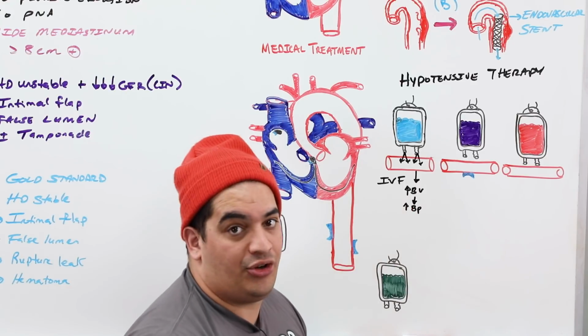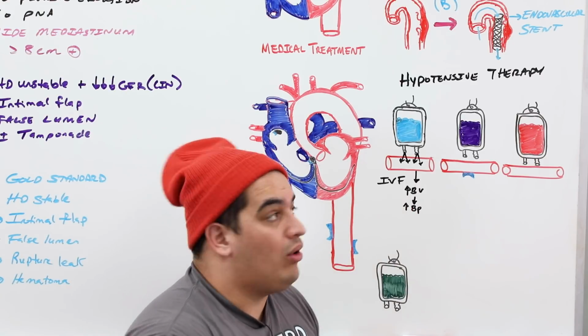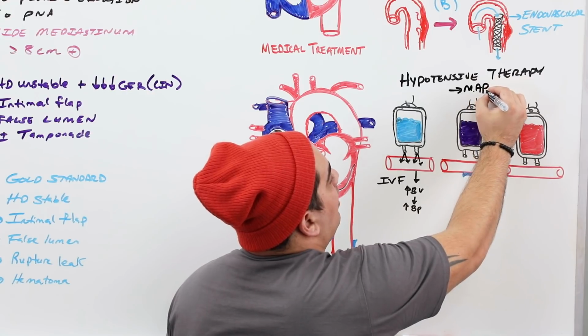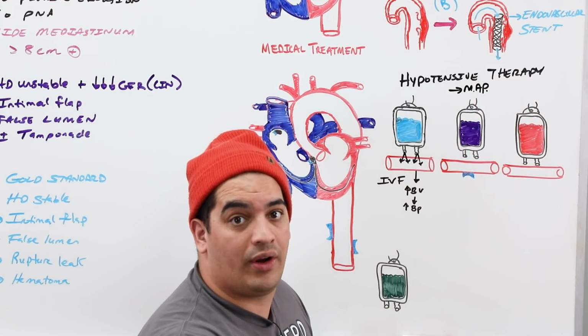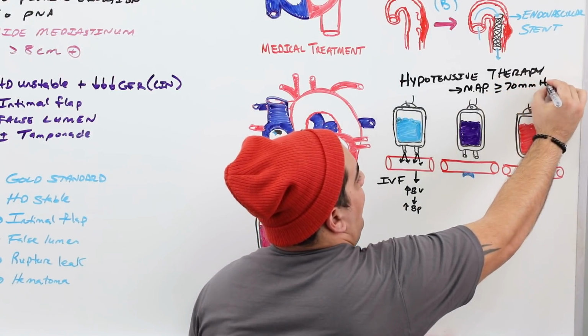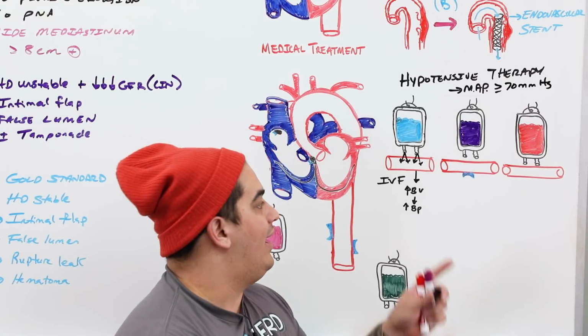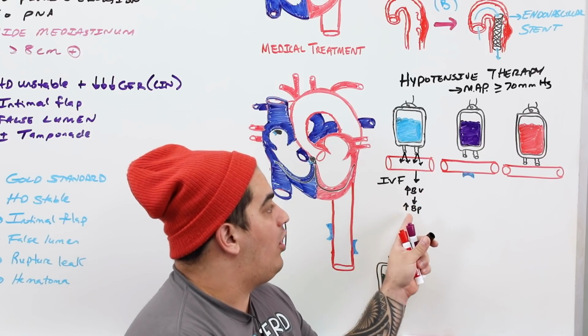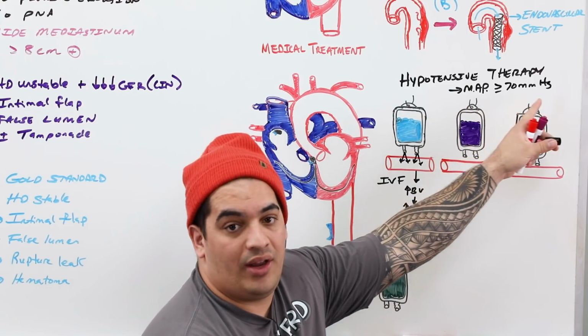The question is, what type of blood pressure are you aiming for? You have to have a goal. You want to aim for a MAP, a mean arterial pressure, which tells you your perfusion to organs, of greater than or equal to 70 millimeters of mercury. In this case, using fluids, good amounts of it, to target a blood pressure, particularly MAP, of greater than or equal to 70.